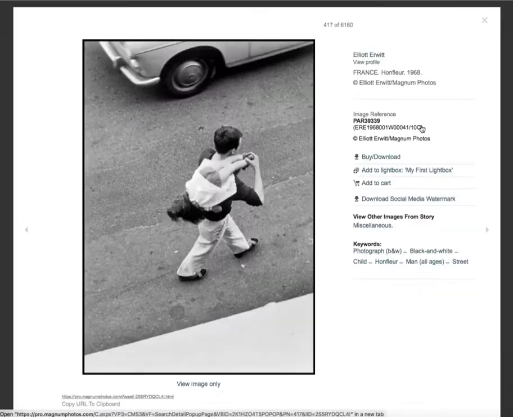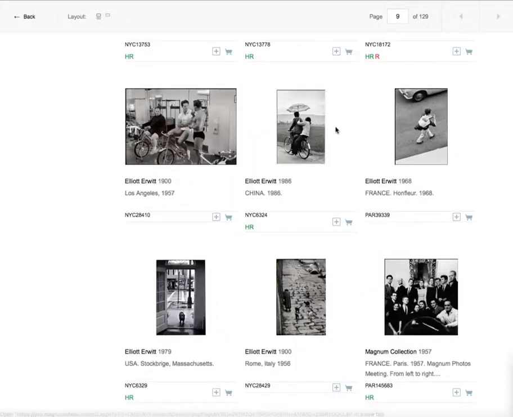Interesting here how it's a vertical version of the horizontal image I just looked at. I have a section in my user's guide about shooting vertically versus horizontally.